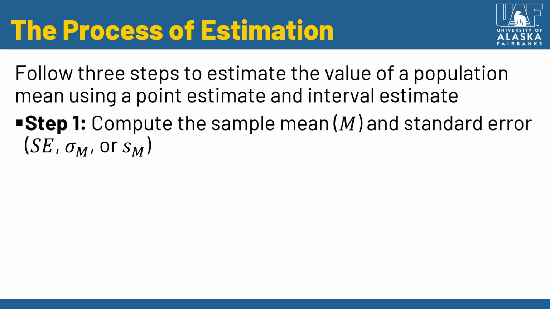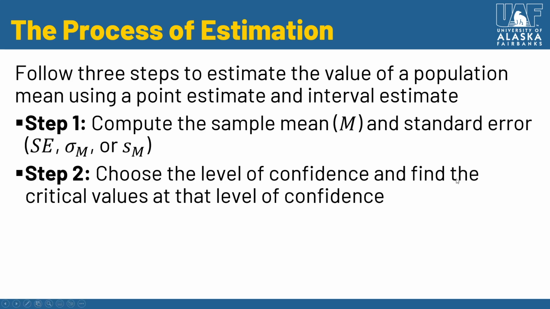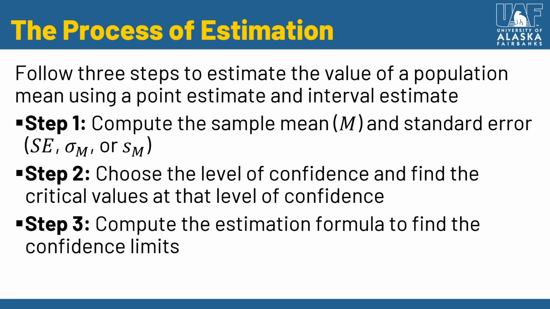There are three steps that we'll follow when we estimate a population mean using point estimation and interval estimation. The first step is to compute the sample mean and the standard error. As you can see here, I have some different symbols for standard error, which we'll go over in this video. Step two is to choose a level of confidence and find the critical values at that level of confidence. Step three is to compute the estimation formula to find the confidence limits. We'll walk through these one by one.